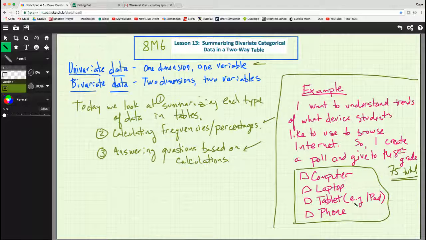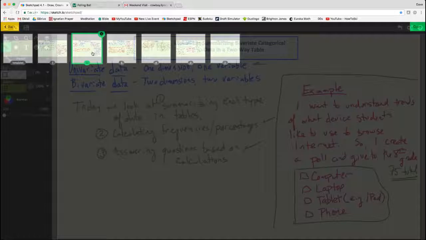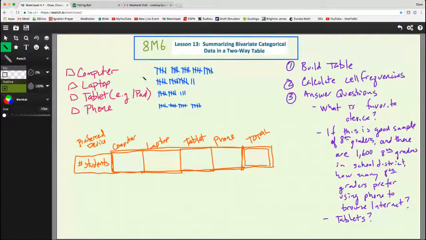So I had 75 answers, and I put them in a tally chart. So we'll move over to the next page where we look at the data that I received. Okay? And so here's what we got. This is my tally chart. So I have 25 students who preferred computers. They like browsing on computers. On laptops, I got 10. I got 17 that preferred browsing on laptops. On tablets, the fewer, 13. And then on phones, I got 20.